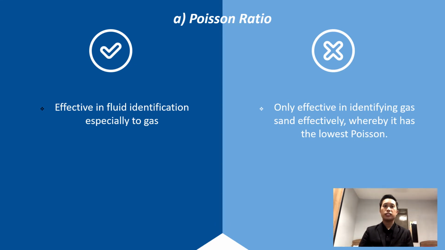Moving on to the advantages and disadvantages of our first domain, which is Poisson's ratio. Poisson's ratio is effective in fluid identification, especially in gas. Meanwhile, the bad side is that it is only effective in identifying gas sand, whereby it has the lowest Poisson's ratio. For other lithofluids or other lithologies, it may not be able to detect them clearly because they have a higher Poisson's ratio value than the gas sand.